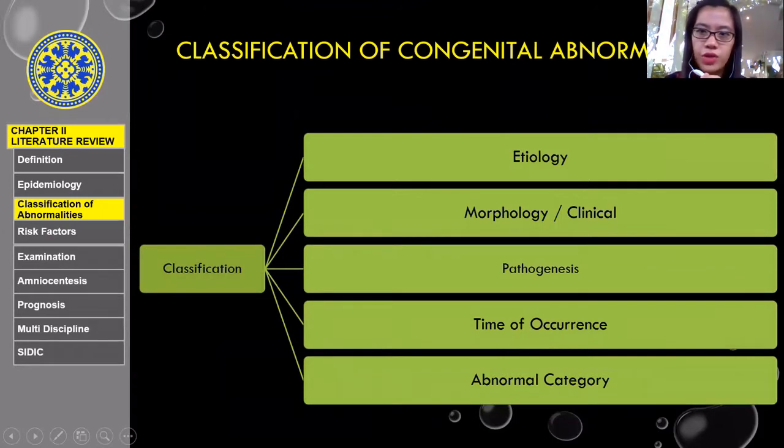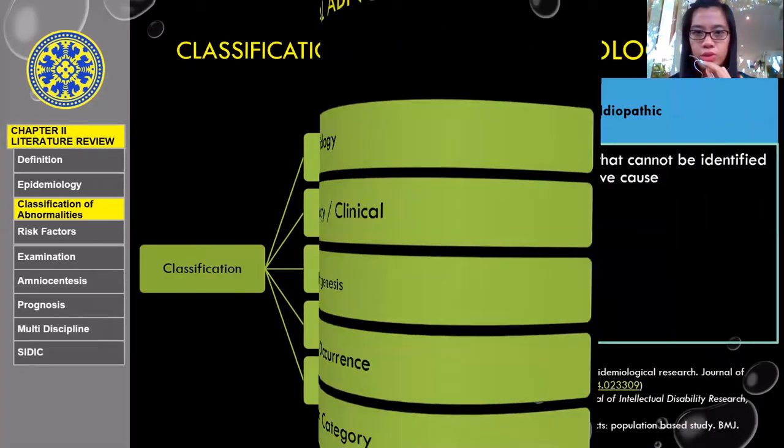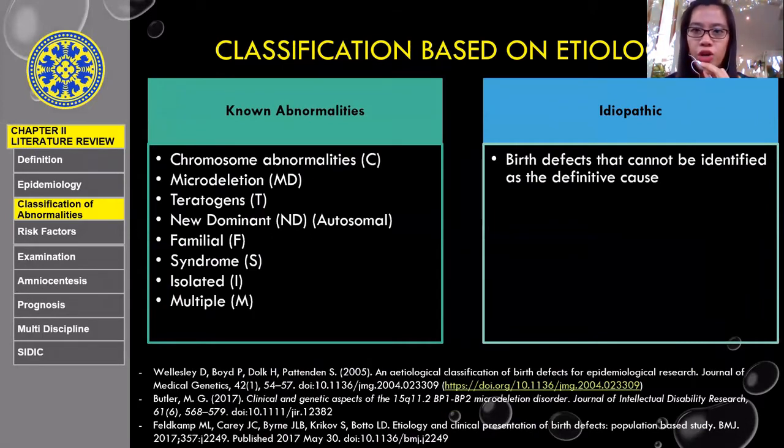The classification of congenital abnormalities, we can classify it from etiology, morphology, pathogenesis, time of occurrence, and abnormal category. From the classification based on etiology, the known abnormalities are chromosome abnormalities, microdeletion, teratogens, new dominant, familial syndrome, isolated and multiple, and the idiopathic that cannot be identified as the definitive causes.